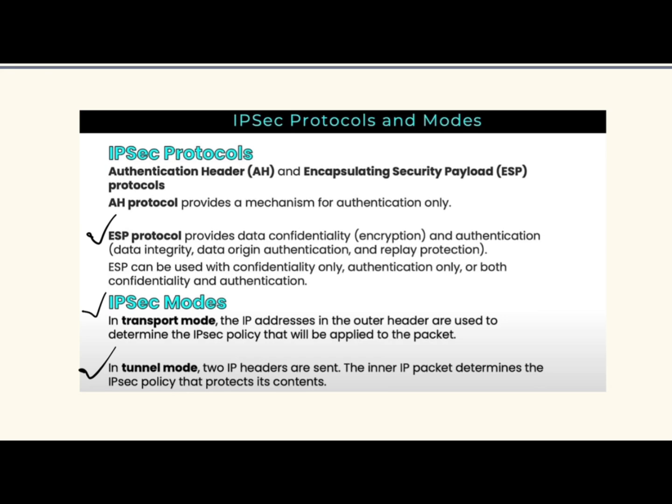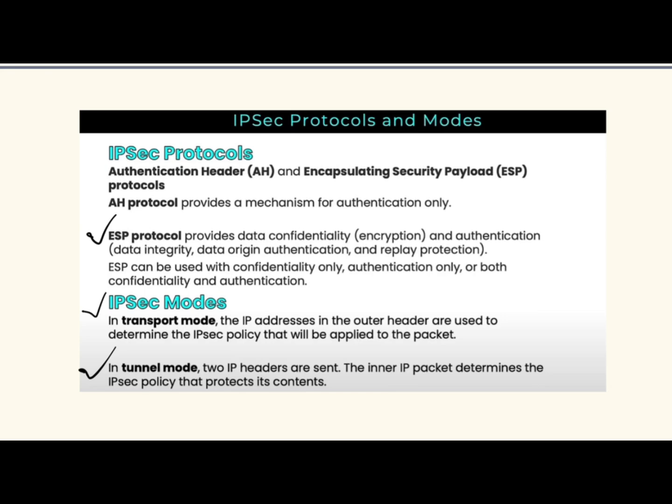So what else have we discussed? Transport and tunnel mode. Transport mode only protects the payload, the content, and it does not protect the IP header. But tunnel mode protects the IP header as well as the content itself. Transport mode is host to host, internal communication, but tunnel mode is VPN, site to site tunneling, right?